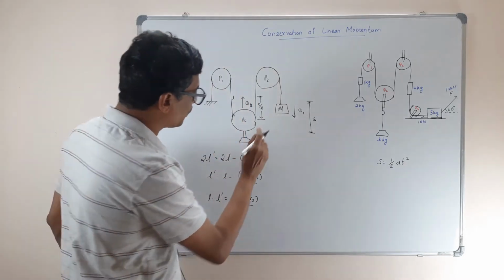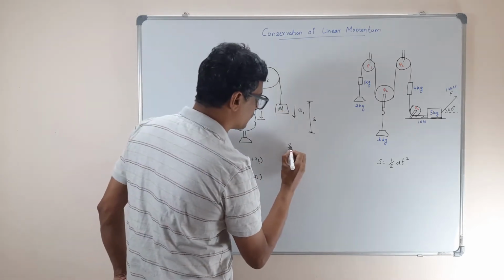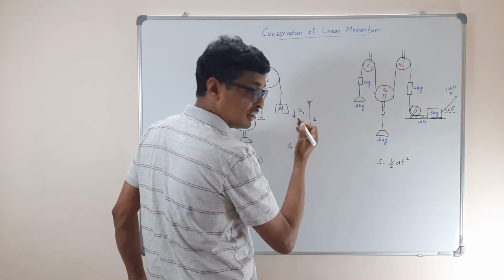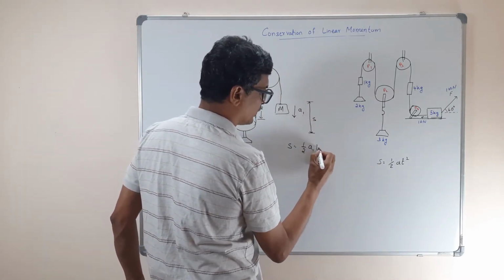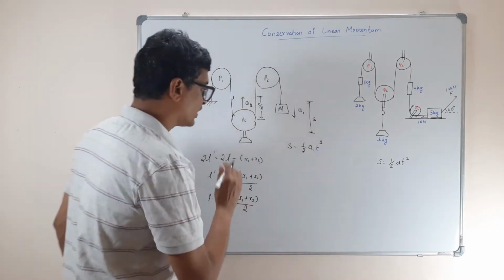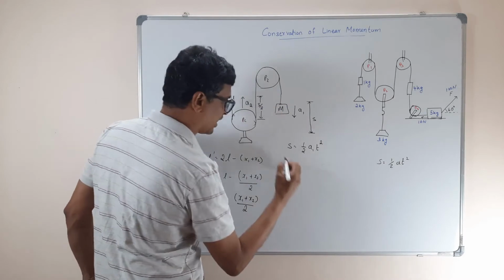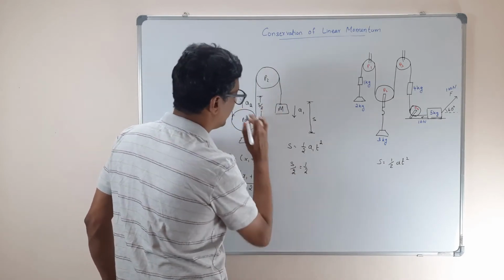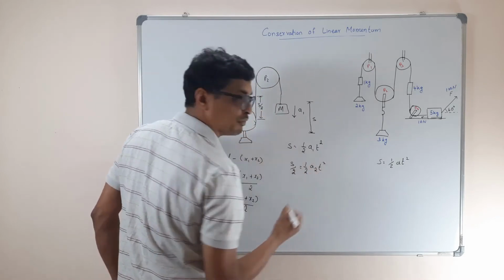Okay, so let us write the equation of motion of this mass. So S is equal to, there is no initial velocity, half A1 T square. Let us write the equation of motion of this one. Tell me. S by 2. Correct. S by 2 will be equal to half A2, time will be same because we are calculating the same time.